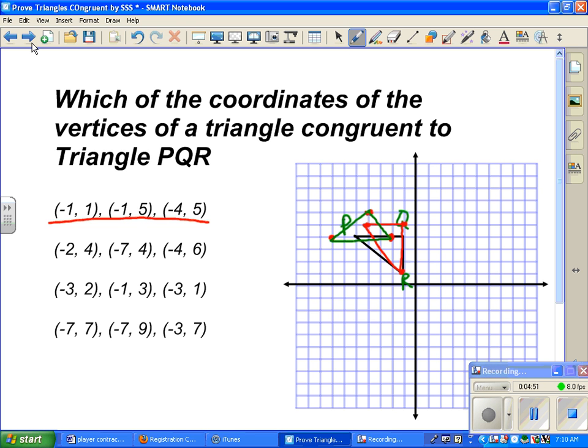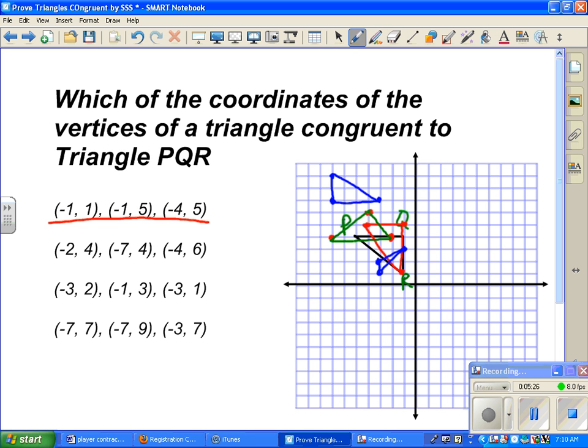-3, 2, 3, up 2. -1, up 3. And say in blue here, let's go negative 7, 7, negative 7, 9, and negative 3, 7. That one might be closer, okay?